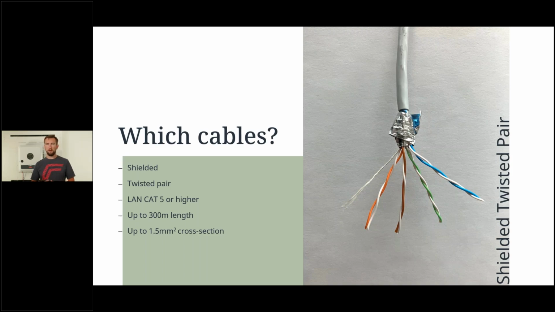So whether you're using an SSTP or an FSTP or an SFTP, it doesn't particularly matter. The main thing we want to make sure is that we have some form of shielding, preferably around all of them, but definitely around the individual pairs. So you want to avoid a UTP, an unshielded cable with unshielded twisted pairs.